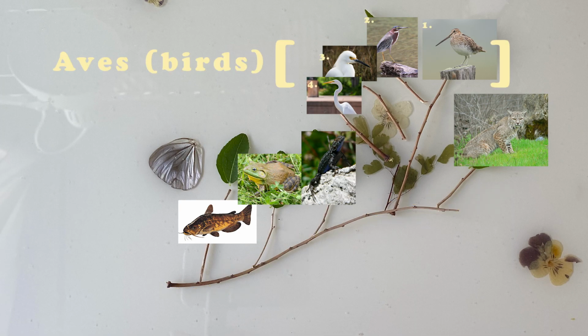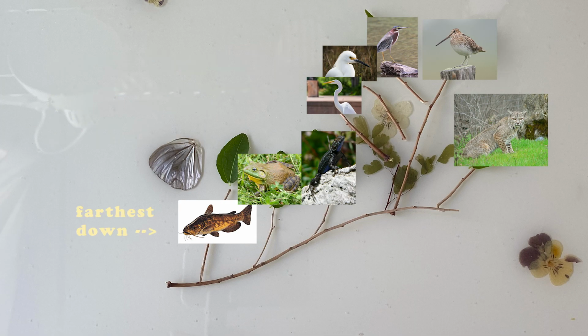In the Aves, or bird clade, I believe that the birds evolved long narrow beaks to hunt on water and shores, long legs and toes to wade in muddy waters, and longer necks and a longer wingspan. The farther down the species is in the tree, the longer its evolutionary lineage.